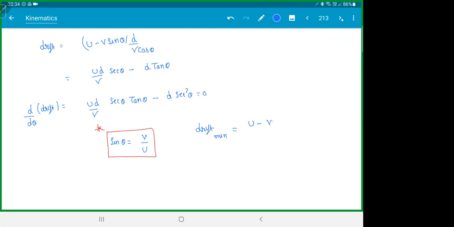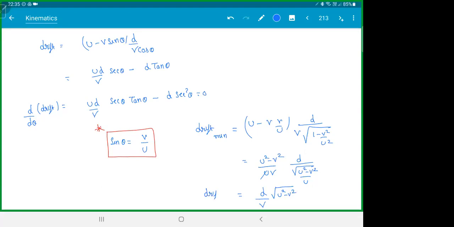substitute there, u minus v sine theta, where sine theta is v by u, into d by v cos theta, which is root over 1 minus v square by u square, minus v square by u, v d by root over u square minus v square by u. When u cancels off, we get d by v root over u square minus v square. That's your minimum drift. Please check. That's case 4.